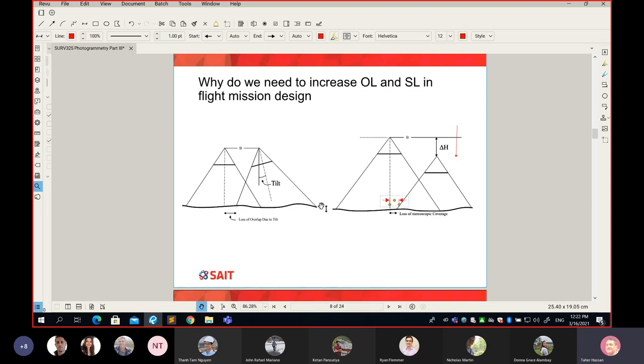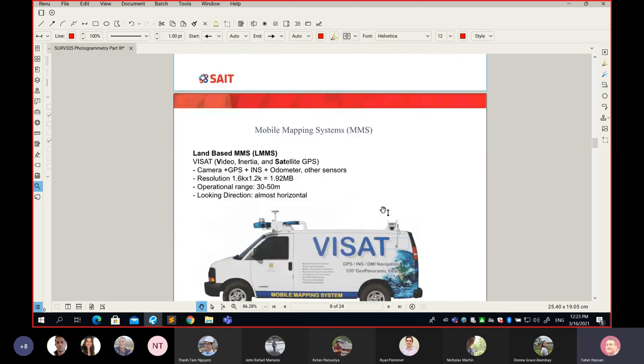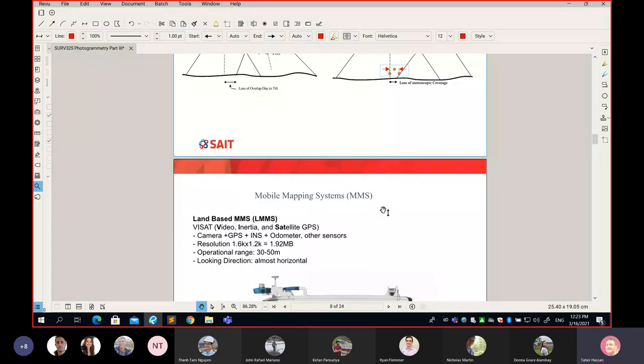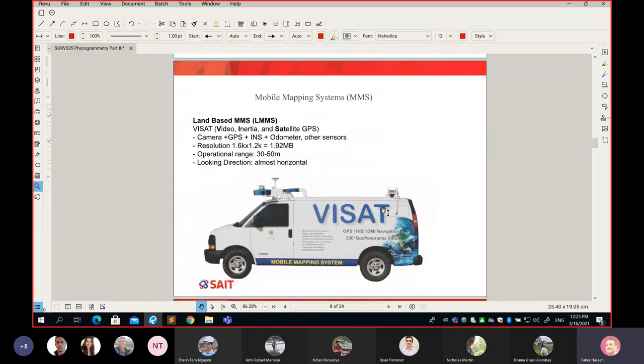Also, if you have a camera and the air simply tilts your sensor, you can see we also lose the overlap because of the tilt of the sensor. And that's exactly the reason we need to add a factor of safety. Okay, so this discussion is done. Now I have another discussion, very, very interesting.